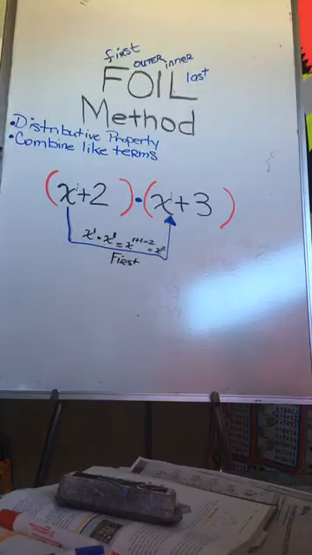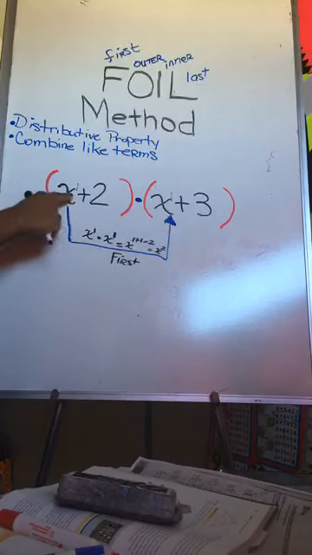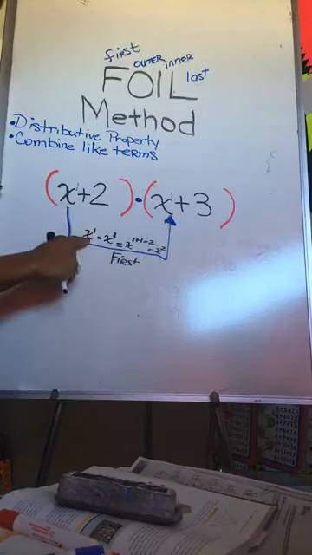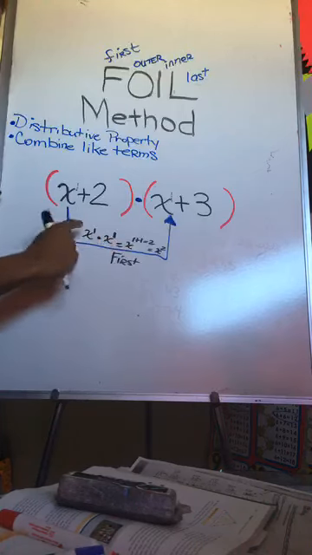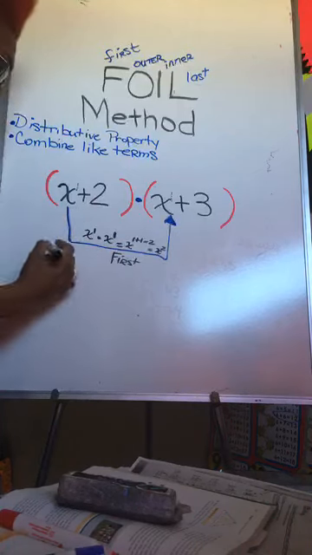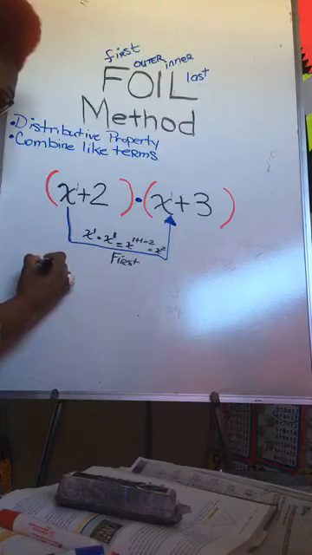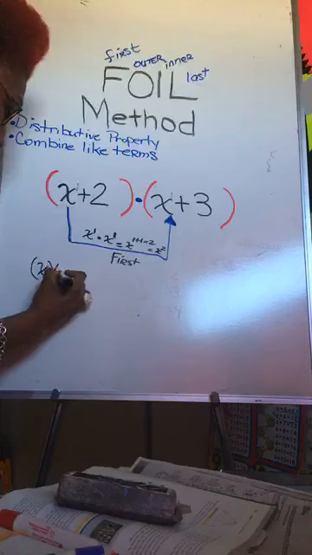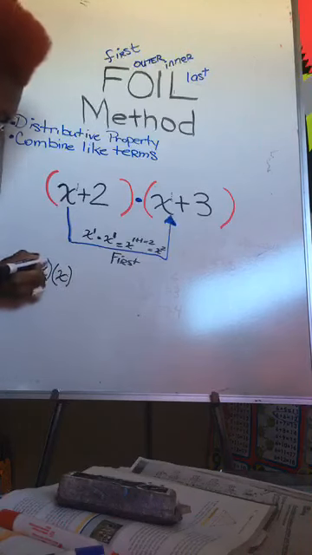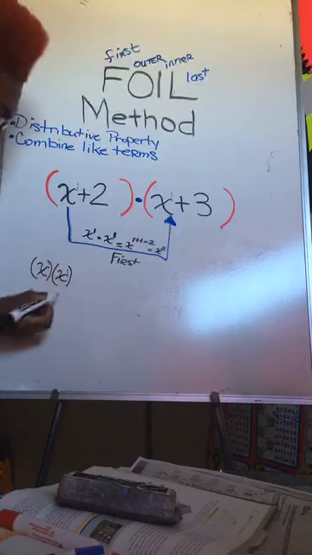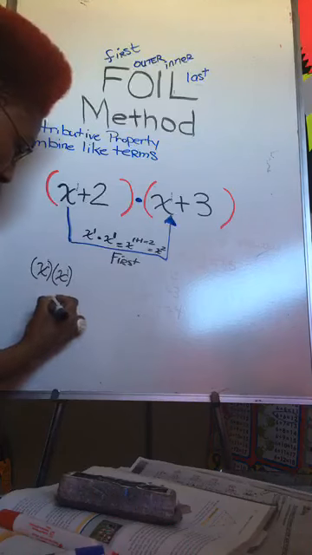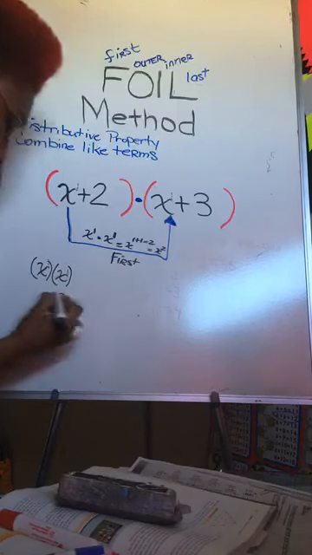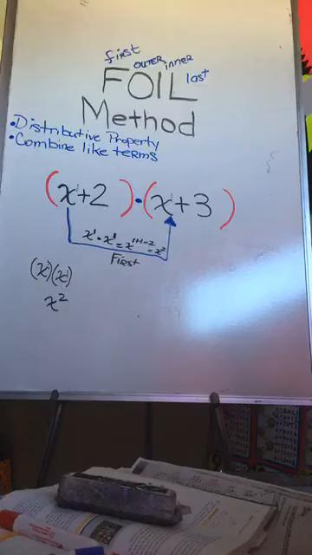So that's the first thing that we're going to do. This is what this represents. I'm going to write it down here so you can follow every step. So we have x times x, and remember, there's an invisible 1 there. So x times x is x squared.